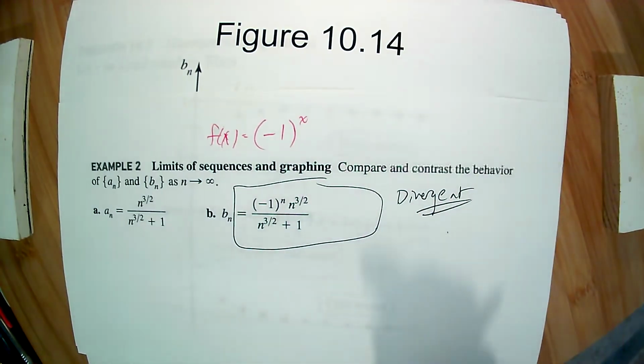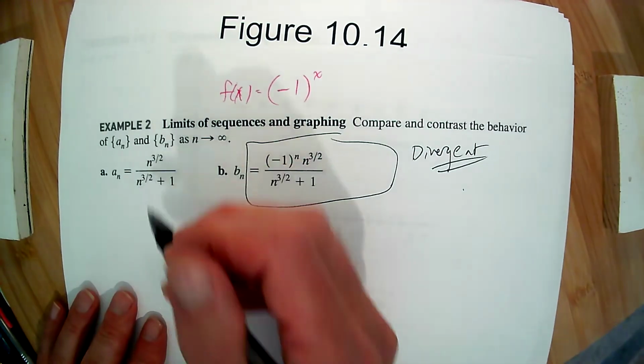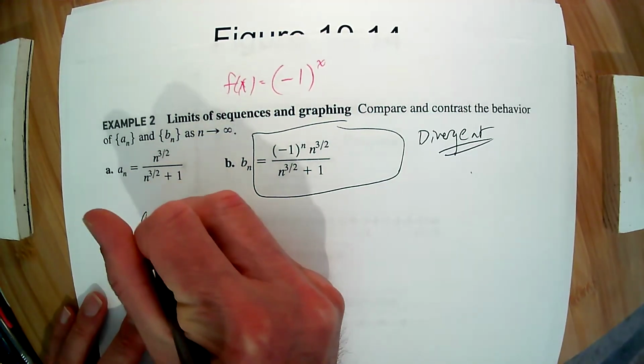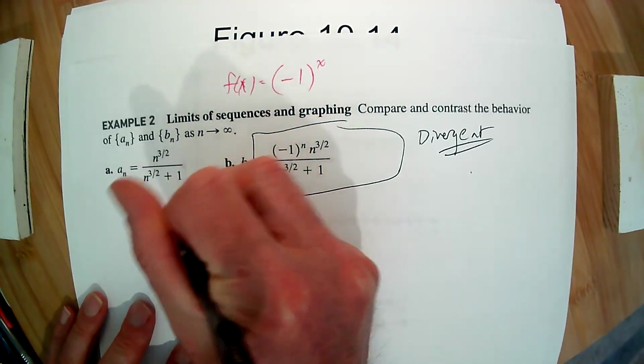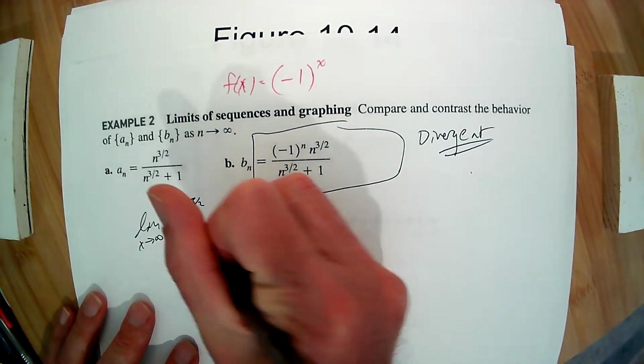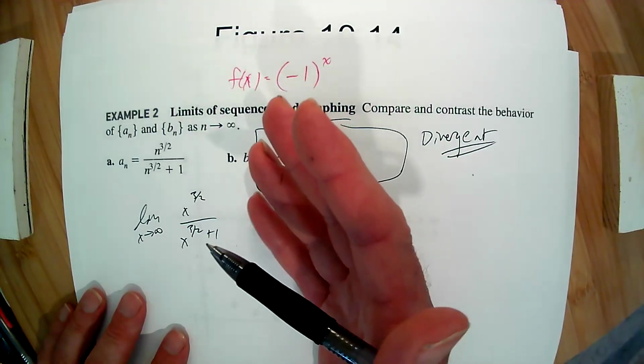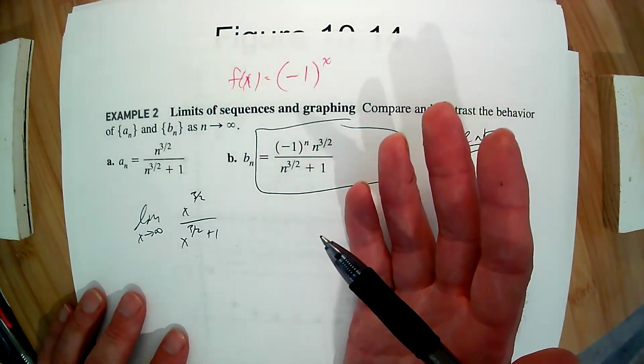Okay, goes back and forth, up and down. Part A here, we can analyze just like we did before. The limit as x goes to infinity of x to the 3 halves divided by x to the 3 halves plus 1. Well, top and bottom have the same growth, the same kind of growth factor, x to the 3 halves.